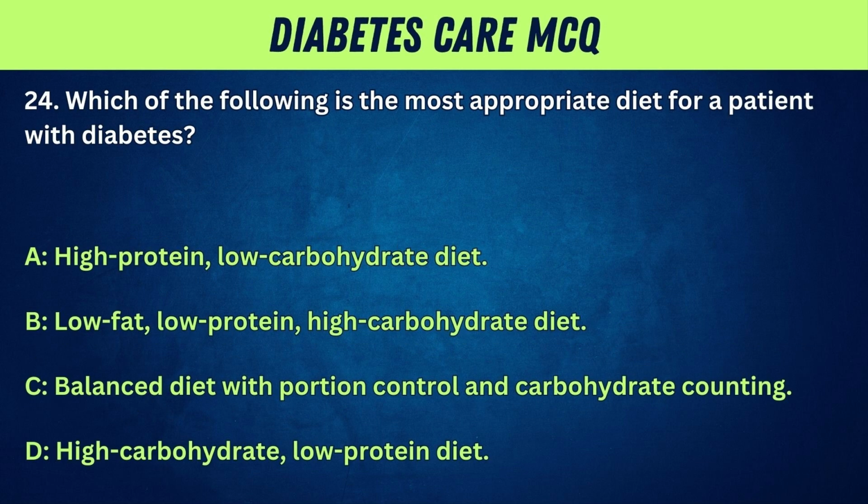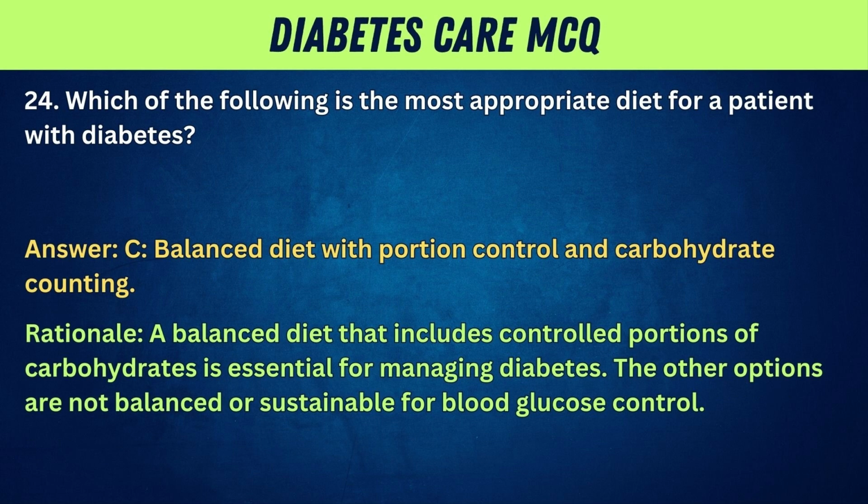24. Which of the following is the most appropriate diet for a patient with diabetes? A. High-protein, low-carbohydrate diet. B. Low-fat, low-protein, high-carbohydrate diet. C. Balanced diet with portion control and carbohydrate counting. D. High carbohydrate, low protein diet. Answer: C. Balanced diet with portion control and carbohydrate counting.